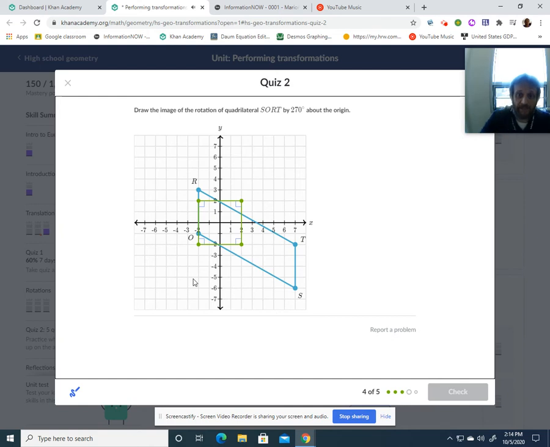Draw the image of rotation 270 degrees about the origin. So they're doing a positive 270. So again, it doesn't matter which point you start at. We'll start here with R. So this is the point -2, +3. So we're doing 270 positive. So we're at -2, 3. We're going to come down here. We would be at -3, -2, because again, they're going to switch spots.